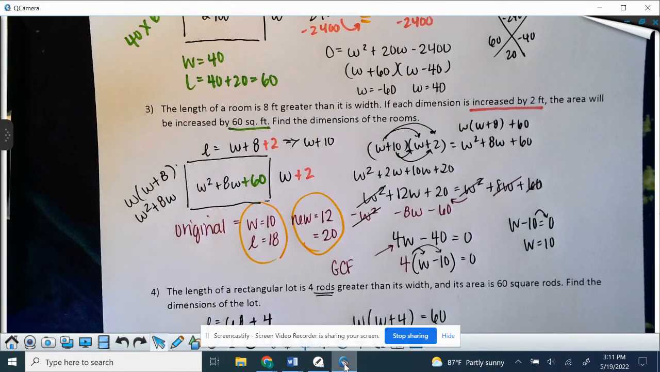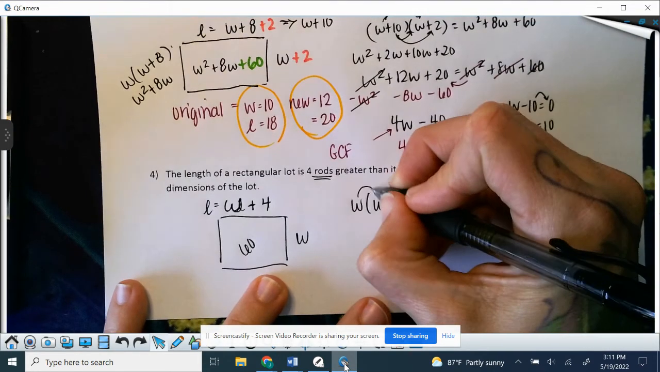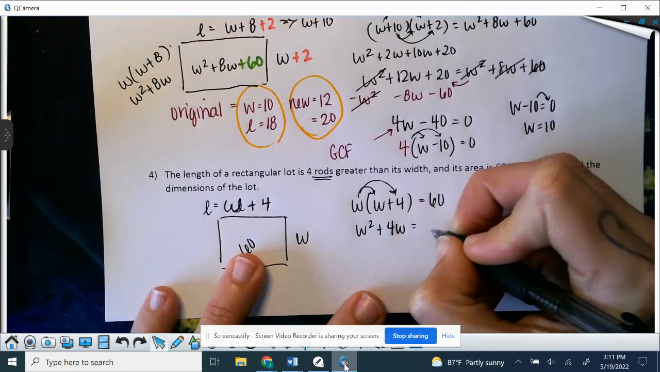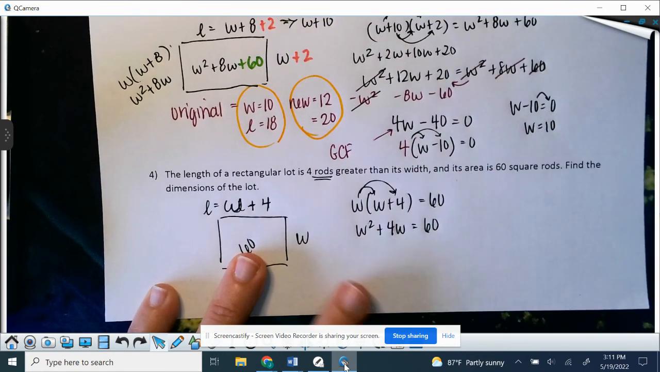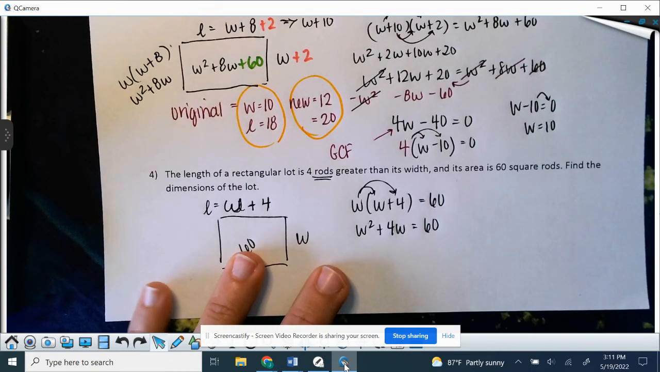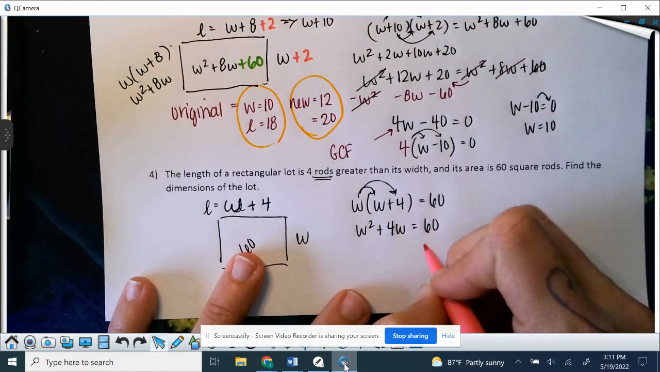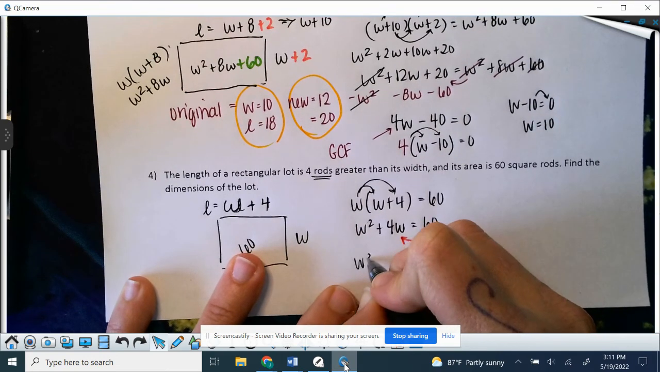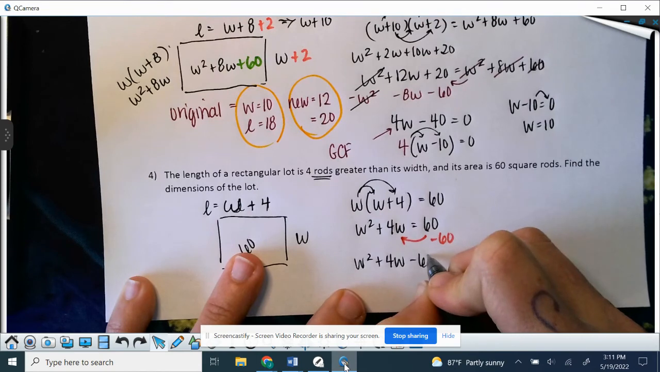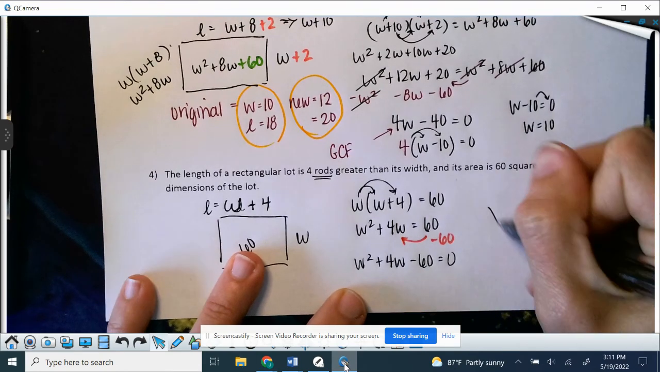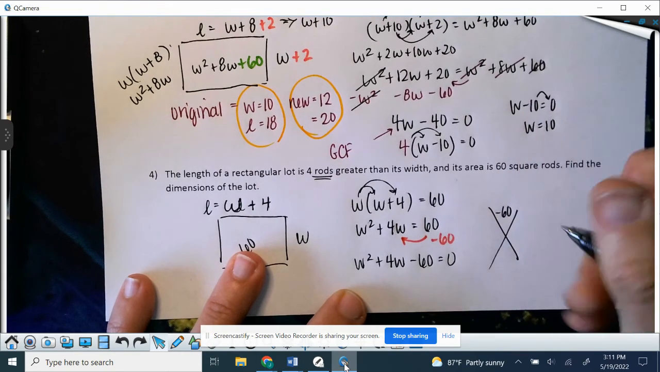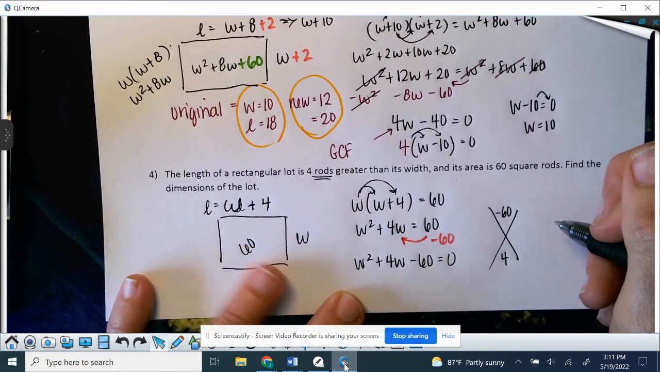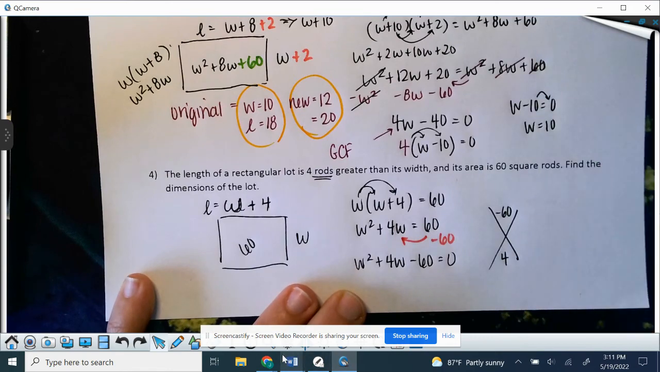So going back, let's see if we can get it right. So W times W is W squared. W times 4 is 4w equals 60. As soon as you see that x squared, know you have to get it equal to 0, or in this case, w squared, sorry. So I'm going to subtract 60, and that's going to give me w squared plus 4w minus 60 equals 0. I'm looking for the numbers I'll multiply together to get 60 that will add or subtract to give me 4.